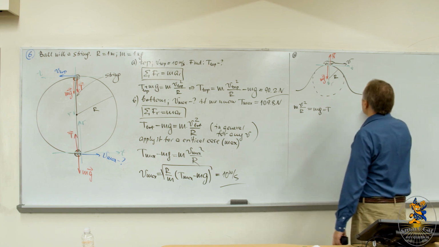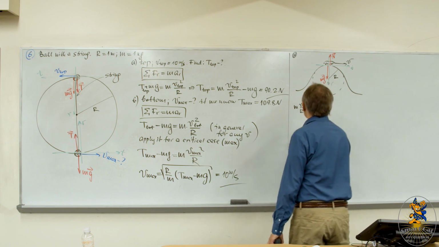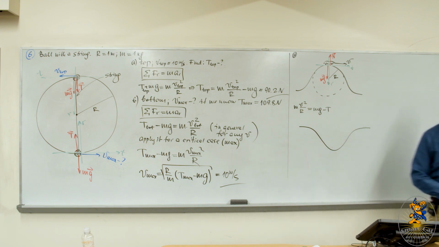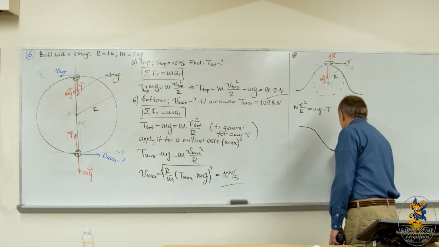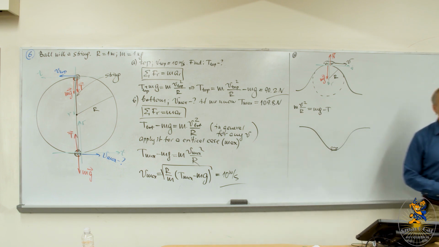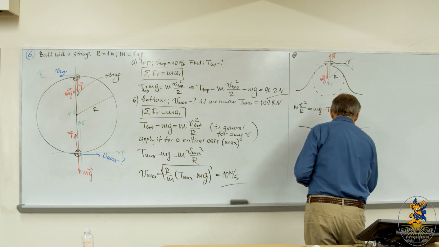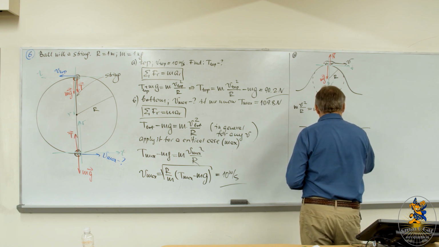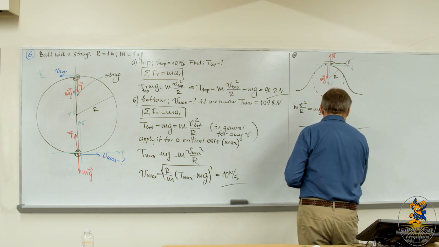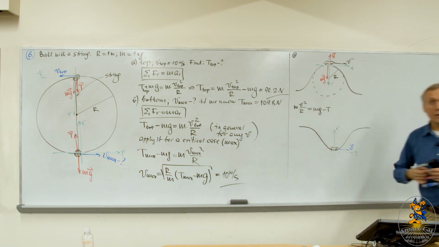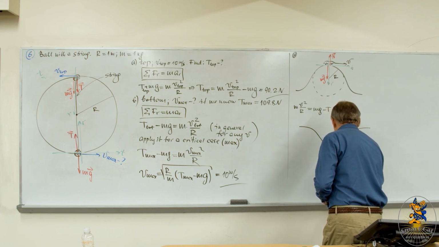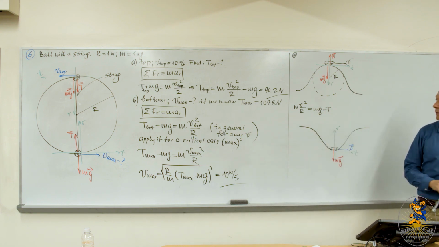Now, what if I look at this case? What if the road is like a valley? So now the car is at the bottom of this hill. This is the velocity. This is the radial direction towards the center. This is the tangential direction. Now forces, gravity is still down. And now the normal force is still up.